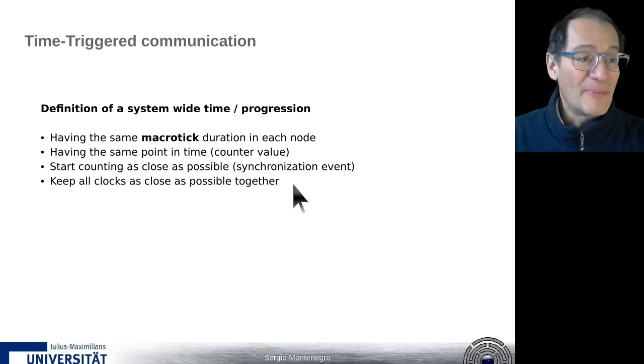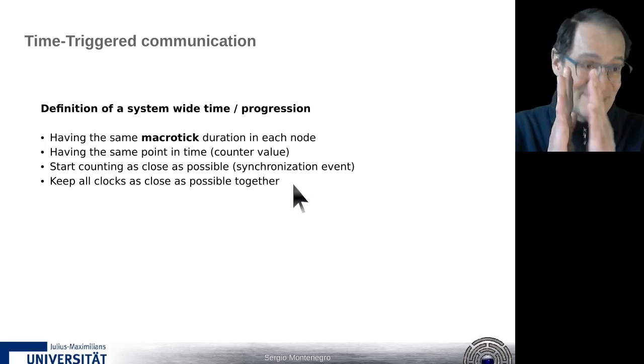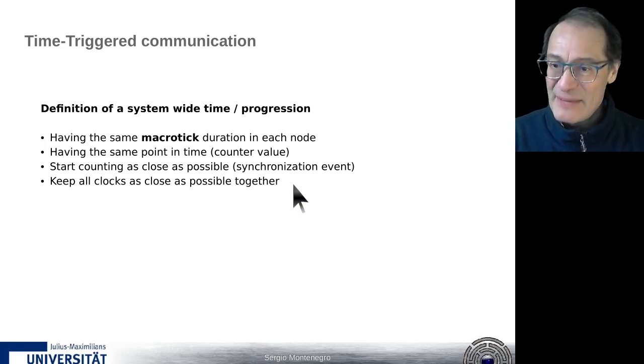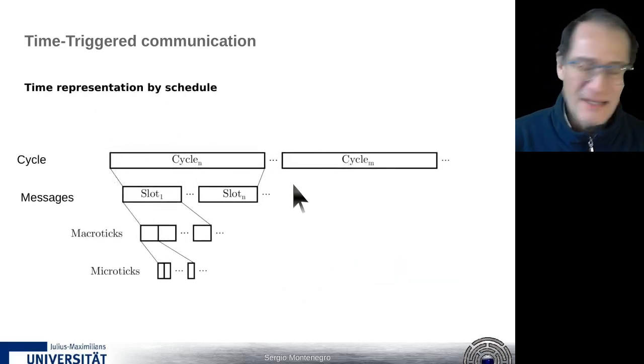And start counting as close as possible. So we have to have a synchronization. So all nodes will begin with the counting of this time to know where is the slot, hopefully at the same time. And then we shall try to keep all clocks as close as possible to each other. Okay, and this is what we have.